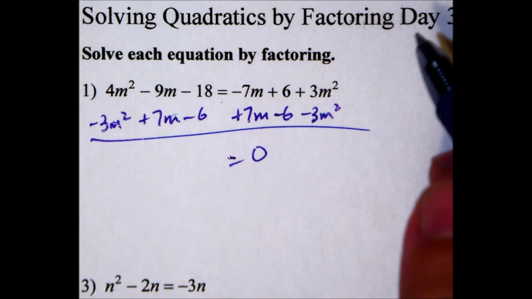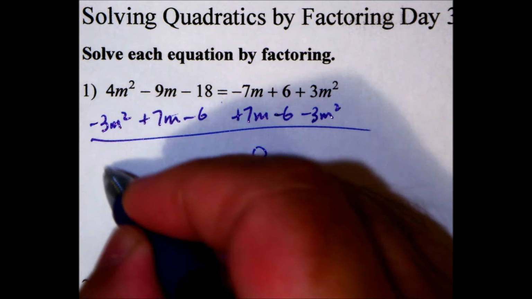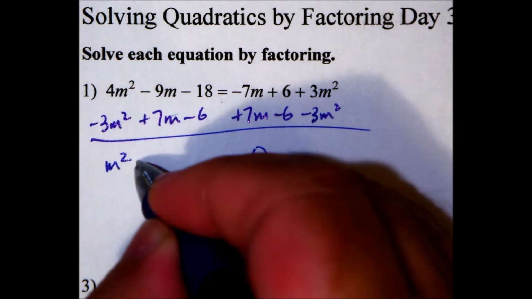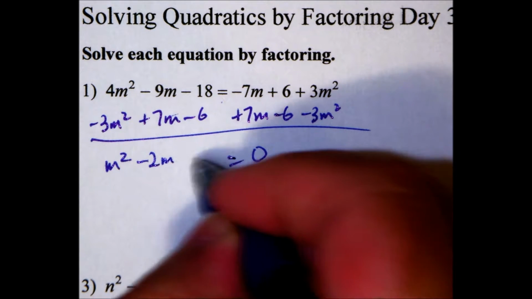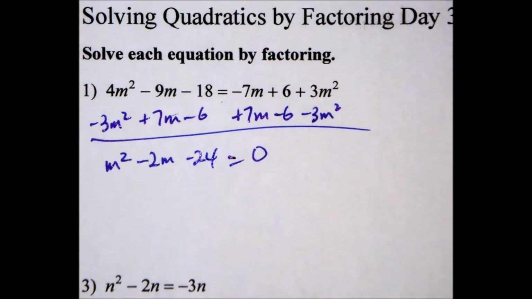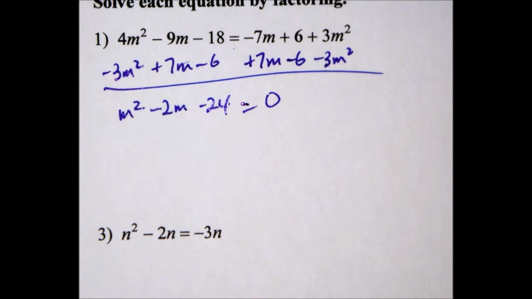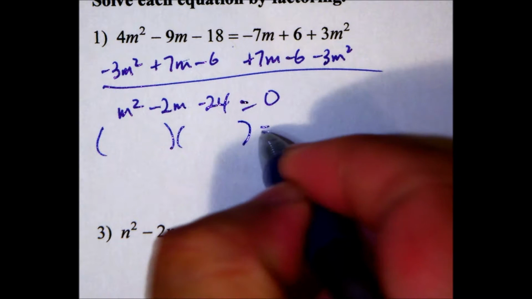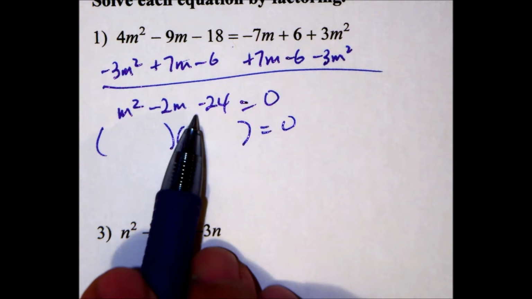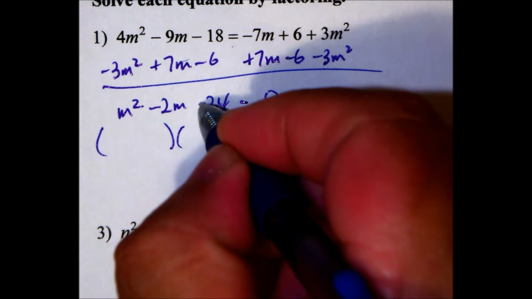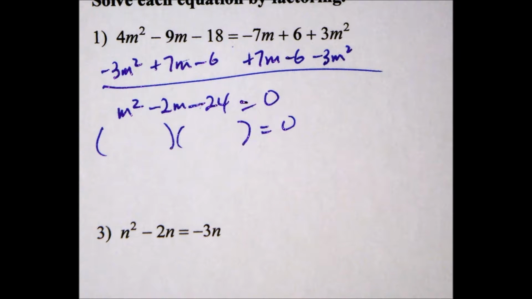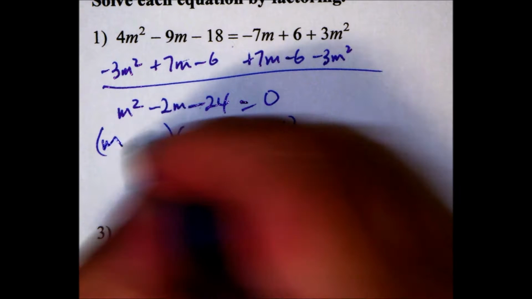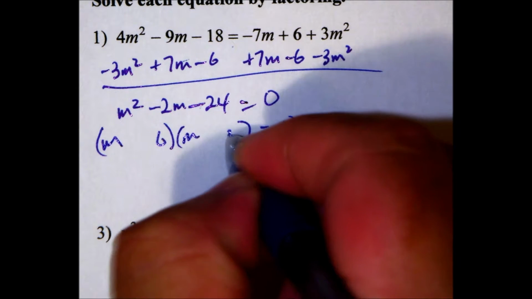On the left, it's going to look like what we've been doing. It's going to be m squared minus 2m minus 24 equals 0. So now it becomes a regular factoring problem. What are the factors of 24 that subtract to make 2? Well, 6 times 4 is 24. 6 minus 4 is 2. So we say m 6 and m 4.